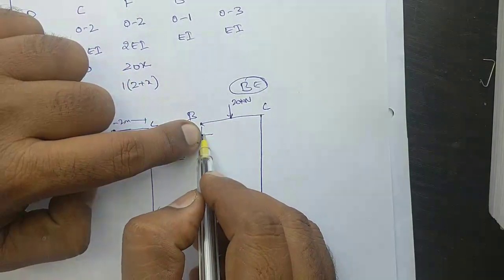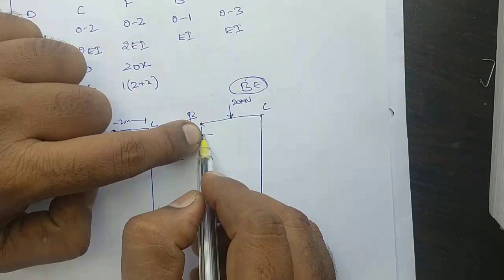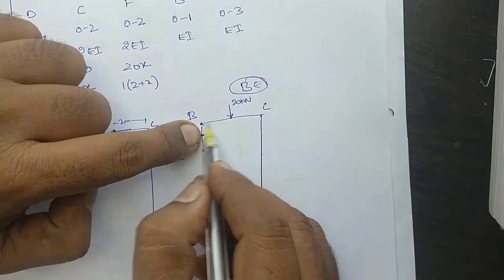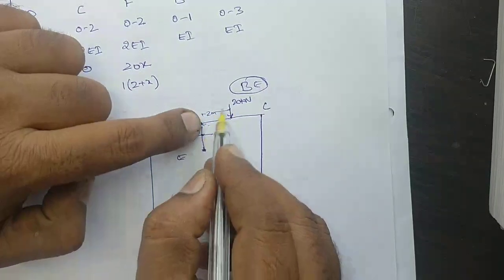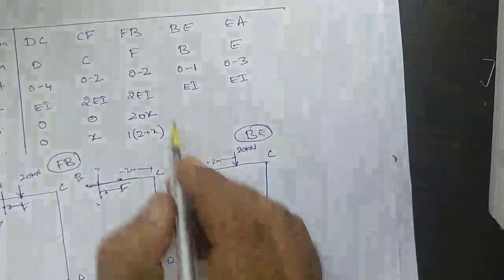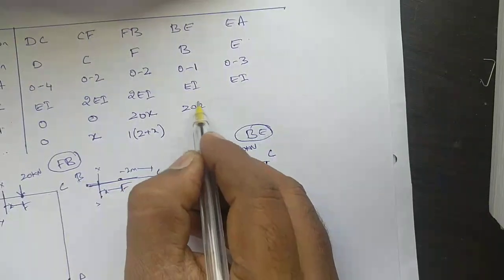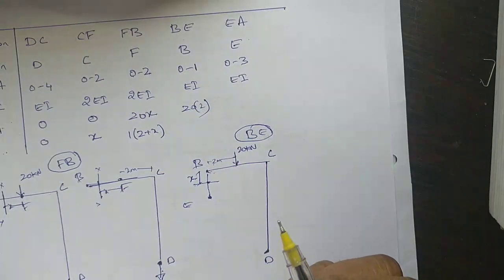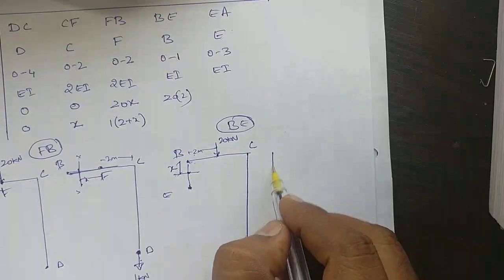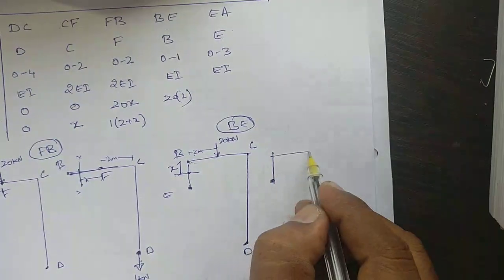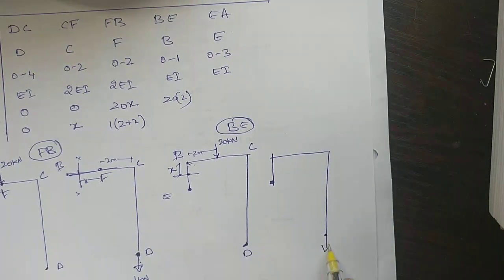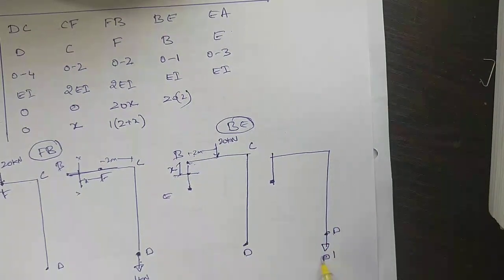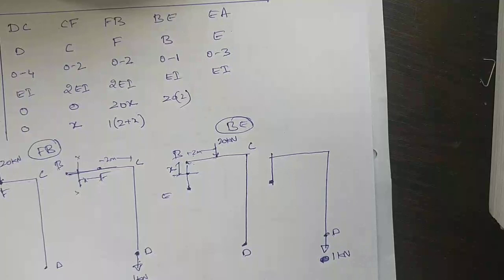Now here you want moment. What is the moment here? We know this is 2 meters. So your moment is 20 into 2. And now again you have to apply unit load at D. This is your D, 1 kilonewton.